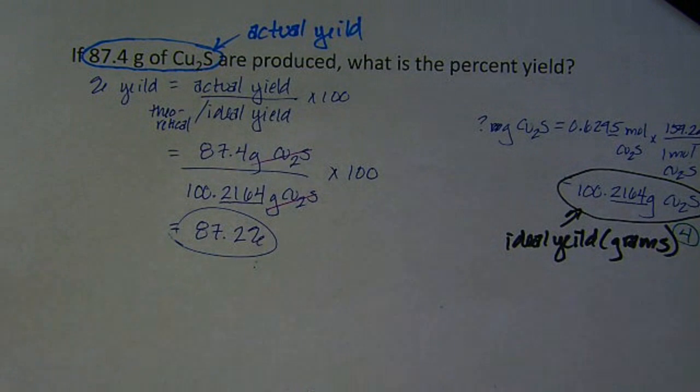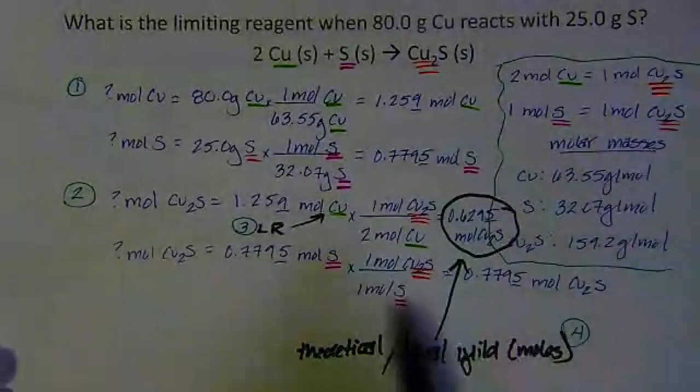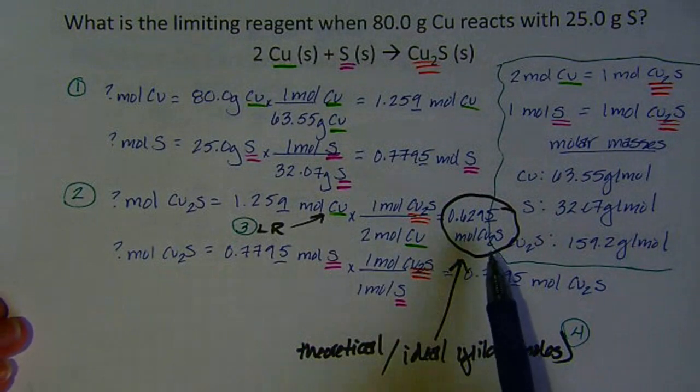And that's how you solve a limiting reactant problem. Keep in mind that your limiting reactant is the reactant that runs out first and determines your ideal yield.